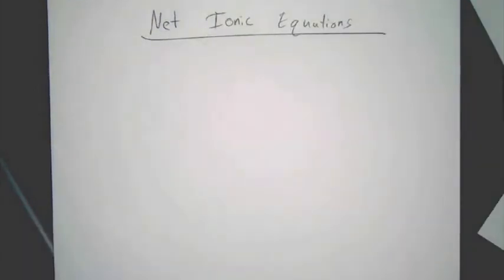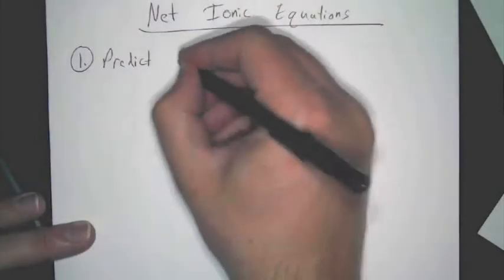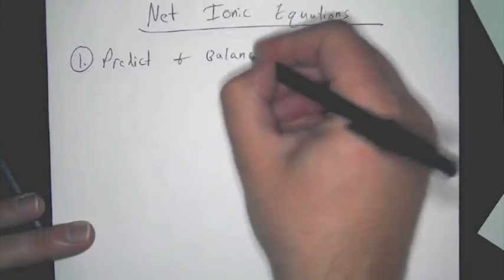So for net ionic equations, now that you know about solubility, like you get the general concept of solubility and how it works, what I want to show you is 5 steps for how one goes about predicting the products of net ionic equations specifically. Now, the first step is what you're already good at doing. You just simply predict the products, predict and balance reactions.